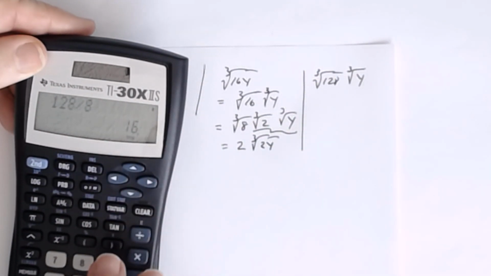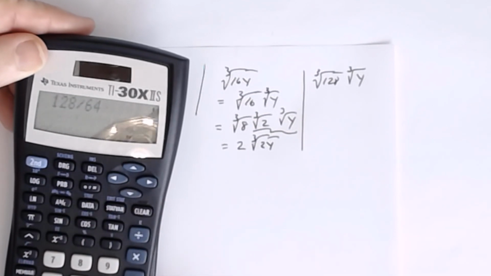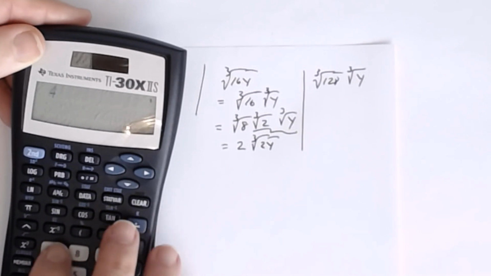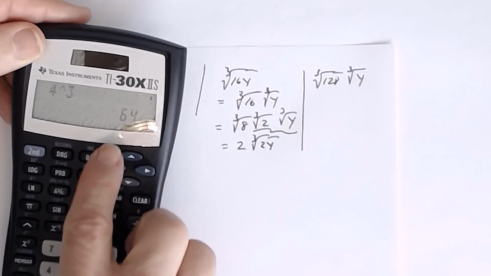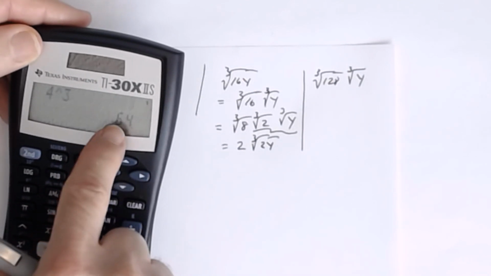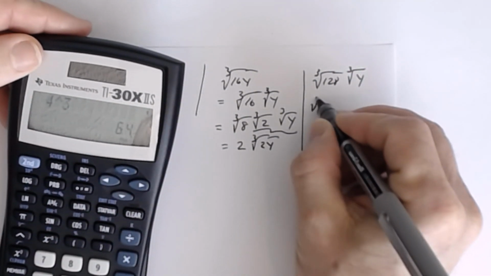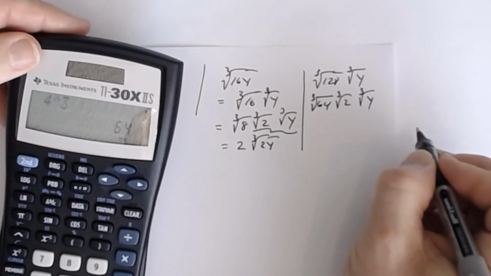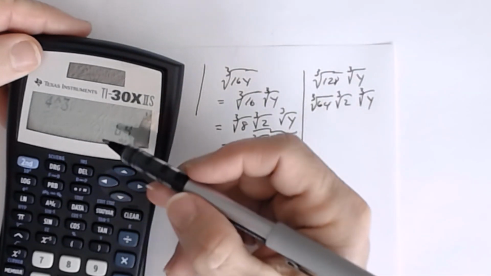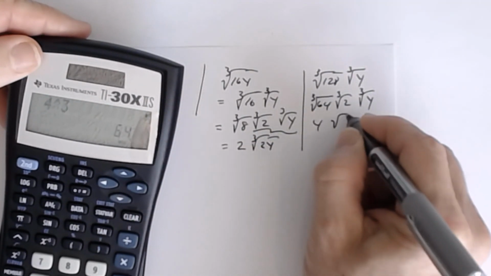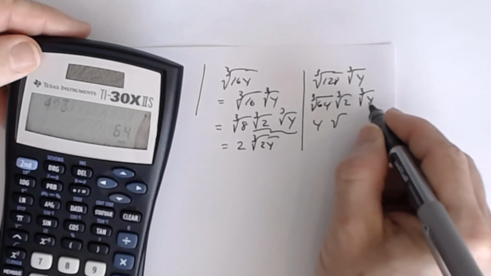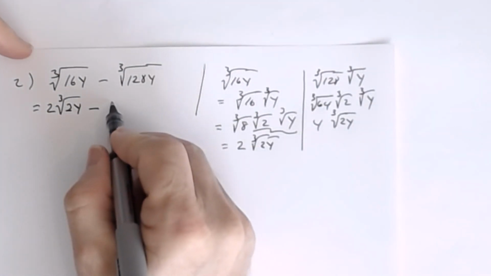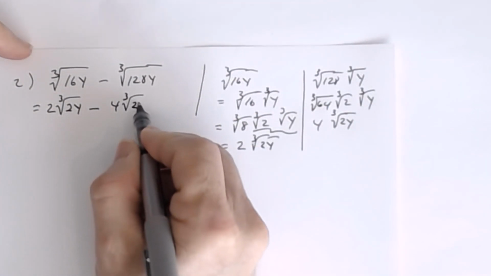Let's just check. 128 divided by 64, and you get 2. And remember, 4 raised to the third power is 64, so the cube root of 64 is 4. Let's rewrite this as the cube root of 64 times the cube root of 2 times the cube root of y. The cube root of 64 we know is 4. Then I can rewrite the cube root of 2 times the cube root of y as the cube root of 2y, and that part goes here. So that's 4 cube root of 2y.